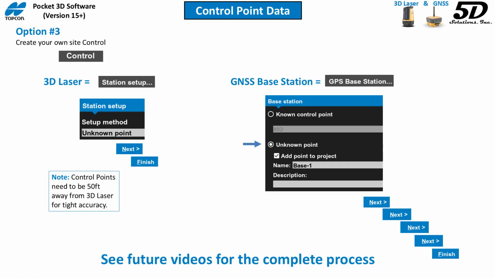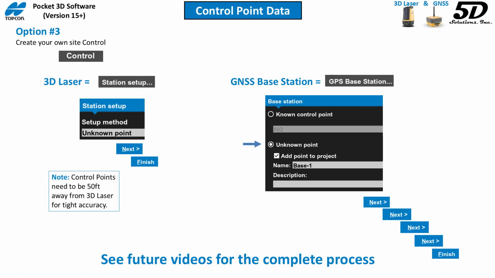Option 3. In this example, you are not using existing data. You just need to create a quick project for the day, and you wish to create your own site coordinates to survey and design for future use. The 3D laser and GNSS base station procedures are similar, however, take different paths. Create a new site and begin with setting up the station or GPS base station.